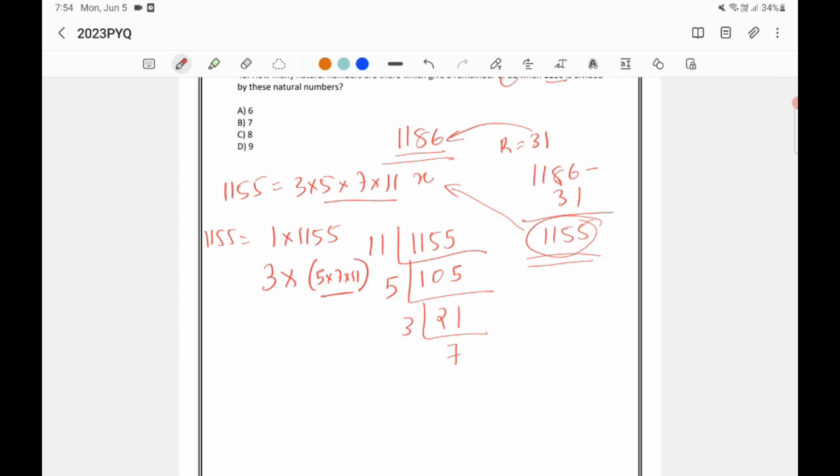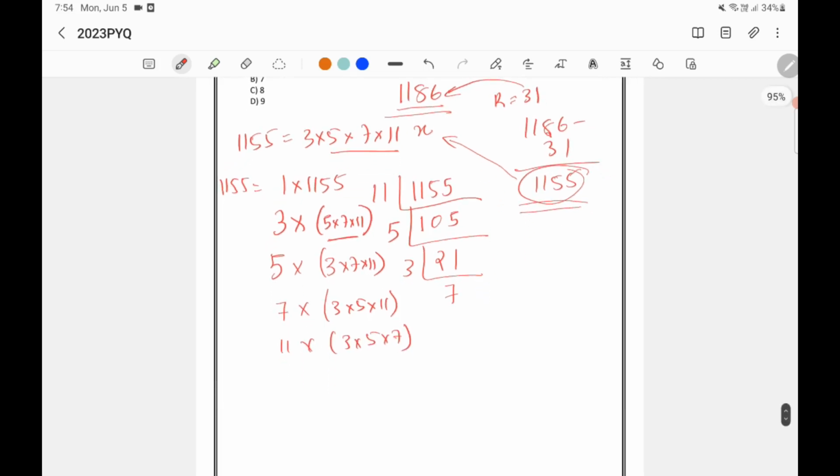Now we can also write it as 5 into 3 into 7 into 11. We can also write 1155 as 7 into 3 into 5 into 11. Or we can write it as 11 into 3 into 5 into 7. So these are different numbers. These are different factors. Okay.